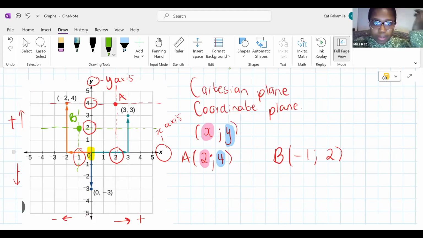Okay, is Bontle's hand up yet? No. We're plotting points. No, Kubonga.